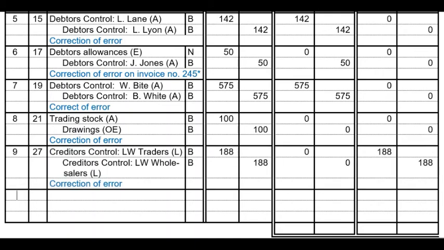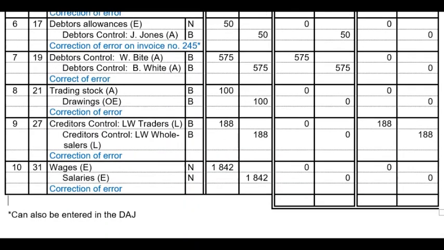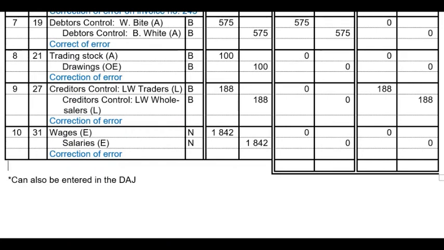And then lastly, on the 31st, the total of the wages column in the CPJ amounting to 1,842 was incorrectly posted to the salaries account. So in this case, we just debited the wrong expense account. We must have debited wages and we shouldn't have debited salaries. So we go and credit salaries to fix this error. And right at the end, please remember that you must also total your debtors control and creditors control columns.